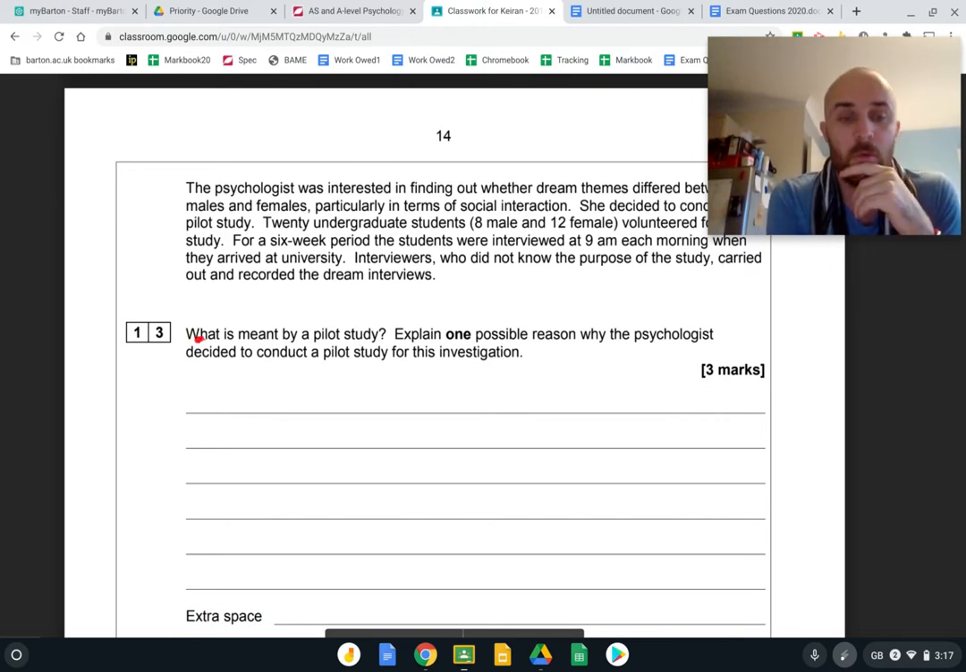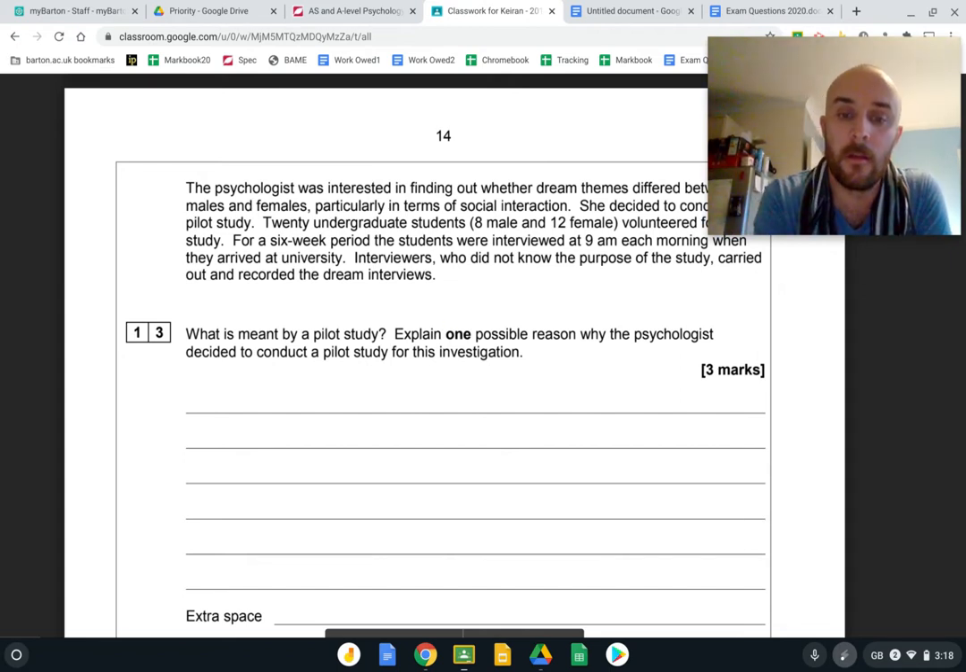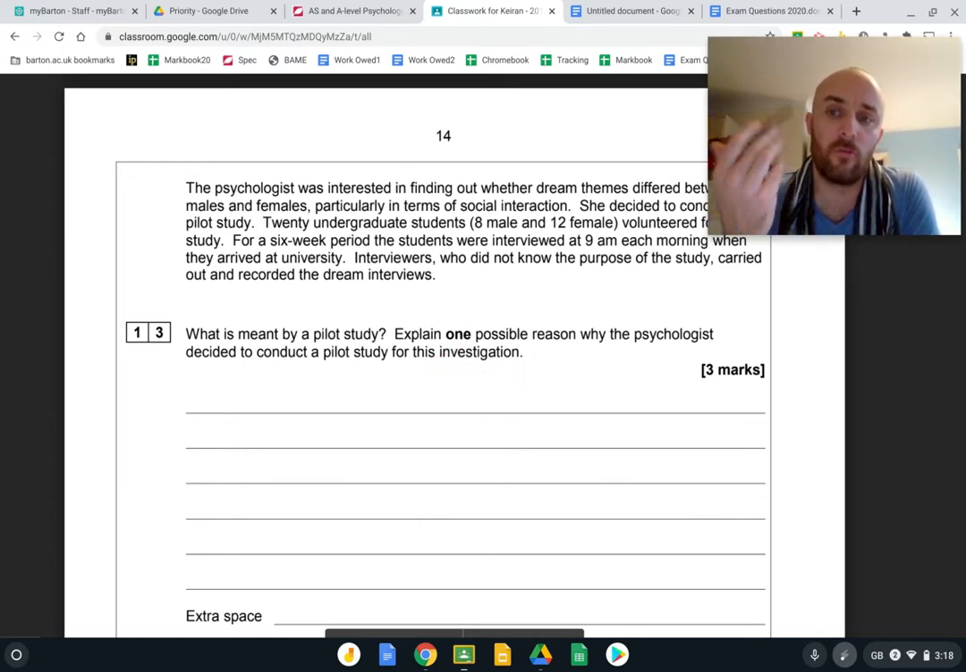In terms of AO2, what is meant by a pilot study, right? And then there's a second part of the question, which is what you really need to be aware of. Sometimes when they ask a question, they're technically asking 2, sometimes 3 questions. What is a pilot study? Explain one reason why the psychologist decided to conduct a pilot study. And then in terms of AO2, you have the most important part of the question for this investigation.